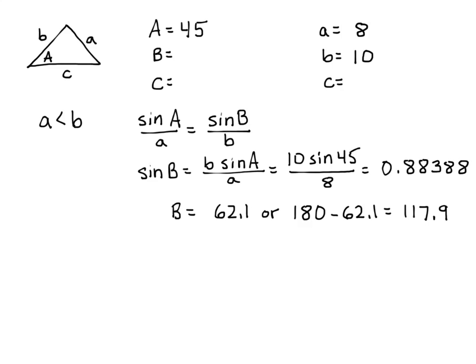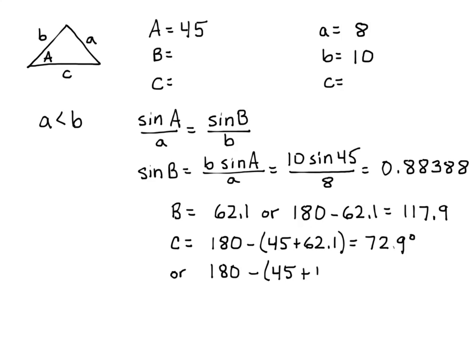All right, so we have two sides now. So we have two possible solutions. And so that means we have two possible solutions for angle C as well. Okay, so we have 72.9, or we take 180 degrees minus the other two angles, and we get two possibilities here.